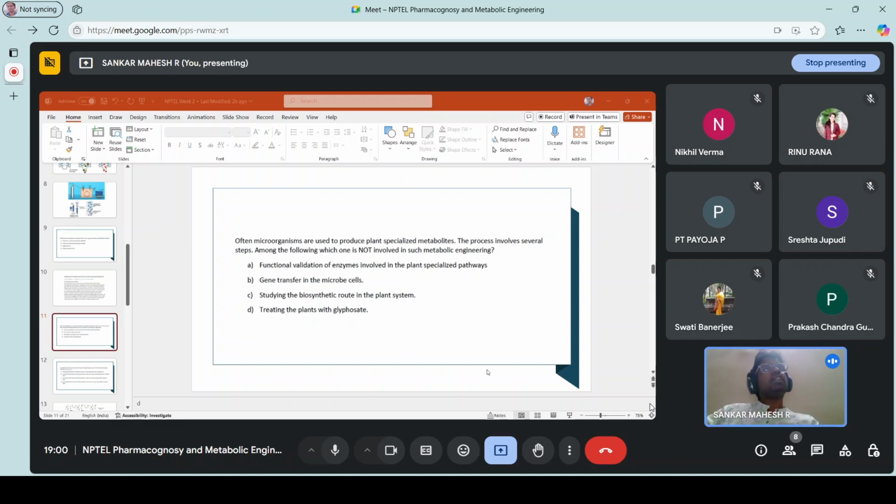So these are the minimal steps that one needs to do when a plant pathway is being incorporated in a microbe. And like Nikhil mentioned, treating plants with glyphosate is irrelevant for this metabolic engineering because it's a herbicide and it would only affect the weeds.